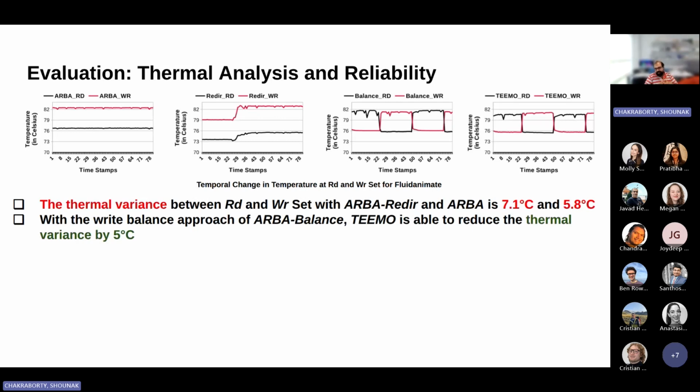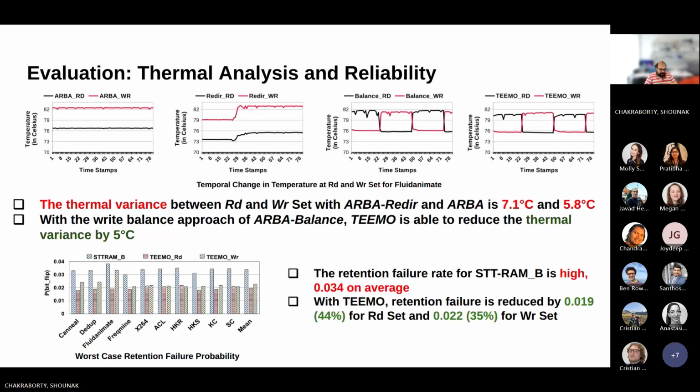With the write balance approach of ARBA-Balance, TIMO is also able to reduce the thermal variance by 5 degrees Celsius. On the bottom, we have the worst case retention failure probability. Here you can see the probability of the bit flip, which is one kind of error that happens just after your retention time is over.